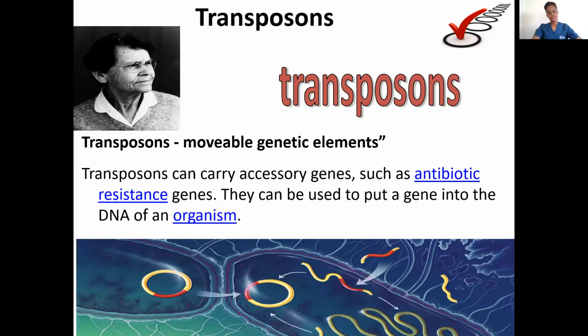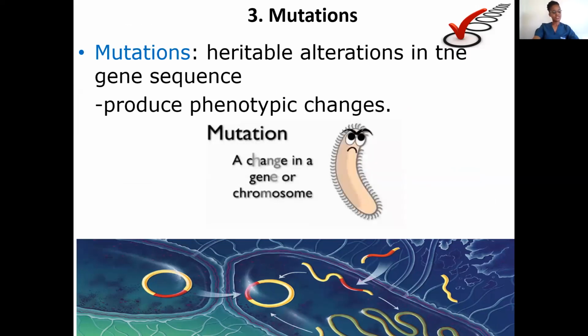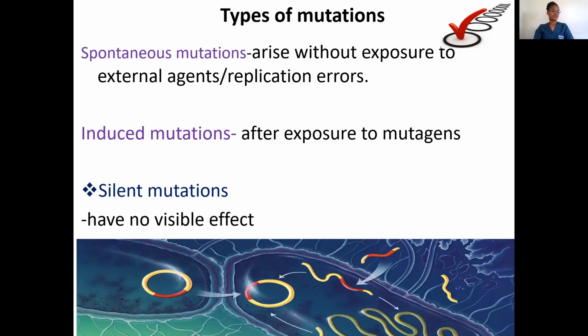If there is no question, I'll proceed to the third objective of our lecture, which was on mutations. So mutations are heritable alterations in the gene sequence. This is whereby there's a change in a gene or a chromosome that brings about phenotypic changes in an organism. So there are different types of mutations.